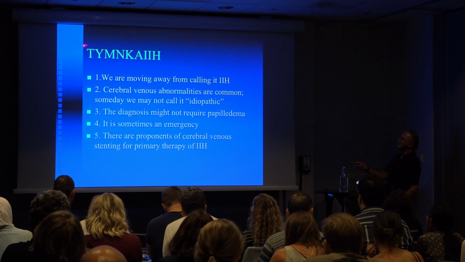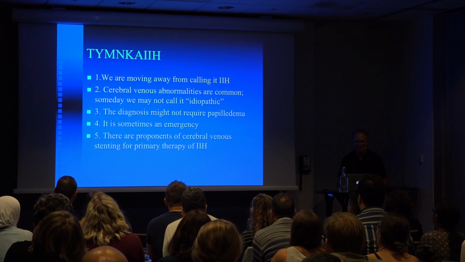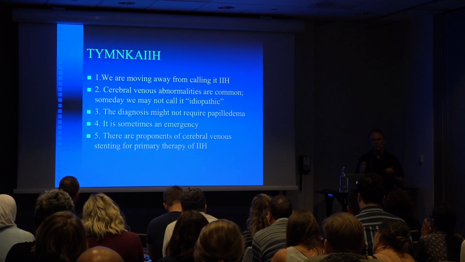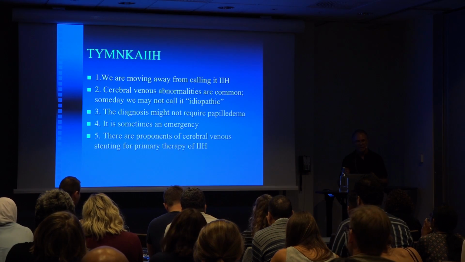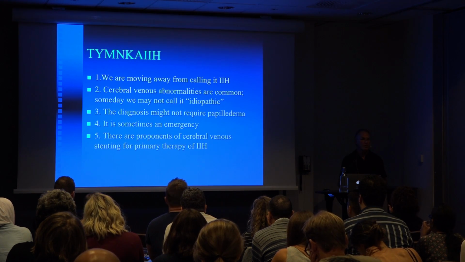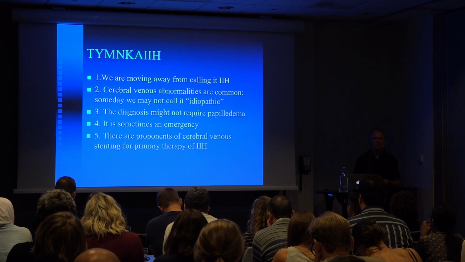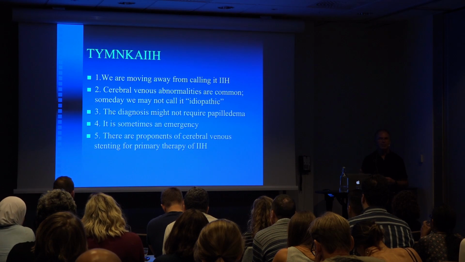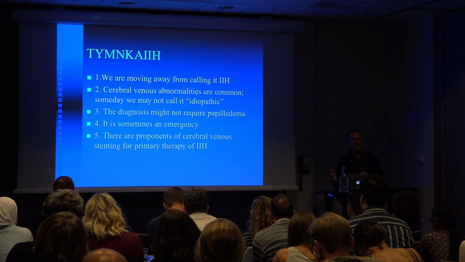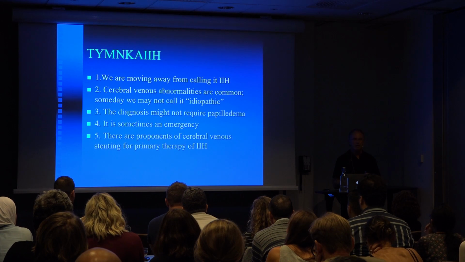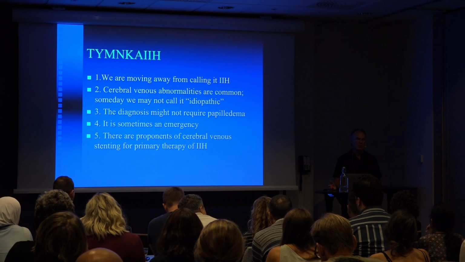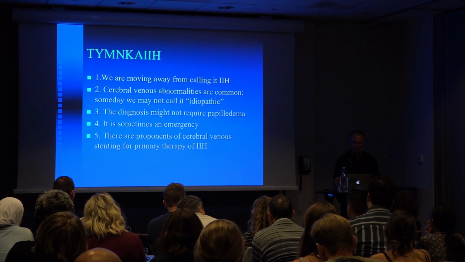So here are things you might not know about IIH. Number one is we're moving away from calling it IIH. There's a sort of different terminology that I want to introduce to you and reinforce what many people are talking about with this. Second is that cerebral venous abnormalities are common. So someday we may not be calling this idiopathic. We may be calling it cerebral venous disease. The third is that the diagnosis might not require papilledema. I'm going to show you that briefly. The fourth is that sometimes this is an emergency. The case I showed you, not an emergency, but sometimes it is. And 5 is that there are some people now, including, I learned last week, Neil Miller at Hopkins, who are starting to propose that cerebral venous stenting for IIH, for the ones that need surgery, may be the first thing you do surgically. It's not there yet, but it's something to think about.